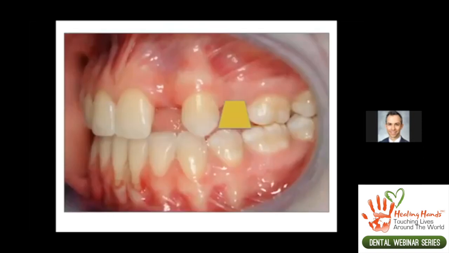So let's take this case as an example. Pretend the premolar tooth is not missing. This was a patient of mine who had a congenitally missing lateral incisor and premolar, and there was a buccal bone defect there, and you could see the defect.